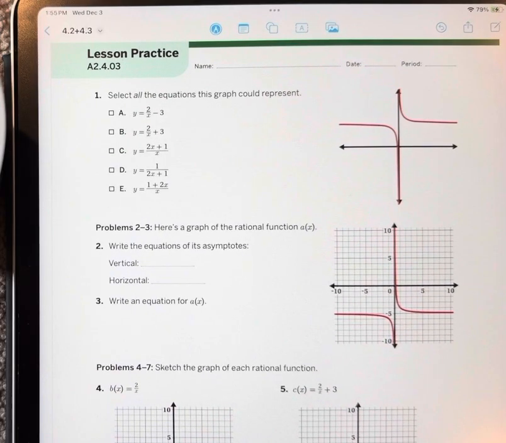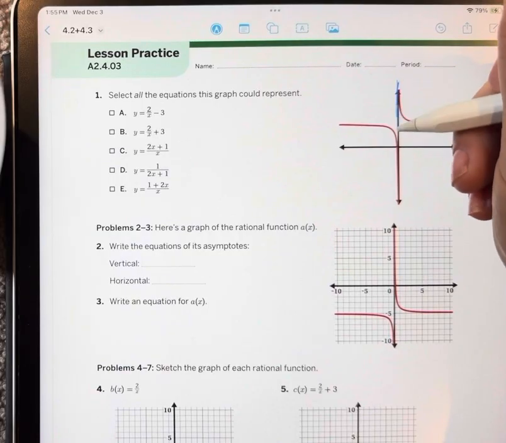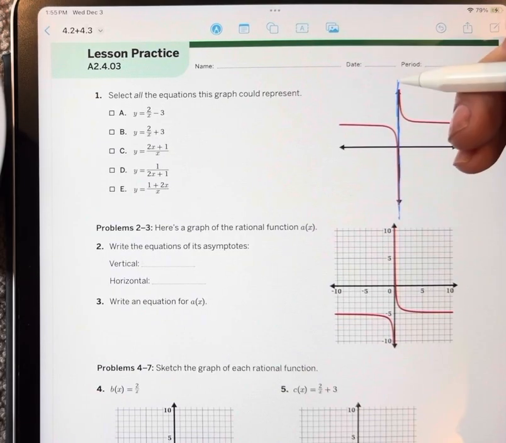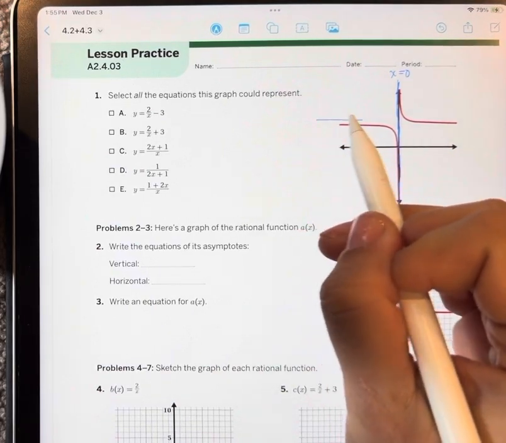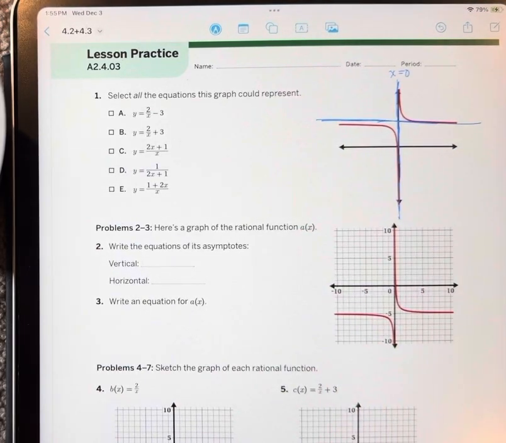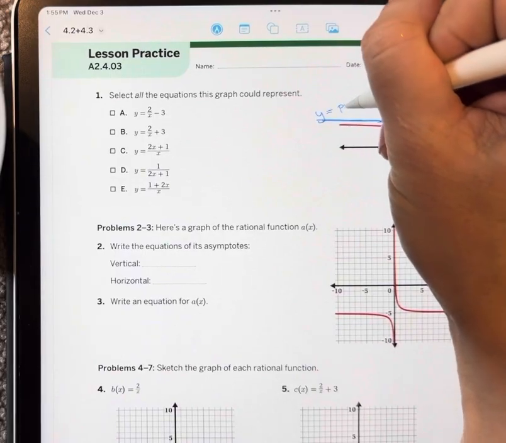Okay, now horizontal asymptotes are in play. We're going to select all the equations that could represent this. This one has a vertical asymptote at x equals 0. And it has a horizontal asymptote somewhere here at y equals, and we don't know y equals what, because they didn't mark the axes with numbers for us. All we know, because it's above the x-axis, is that it's a positive number.